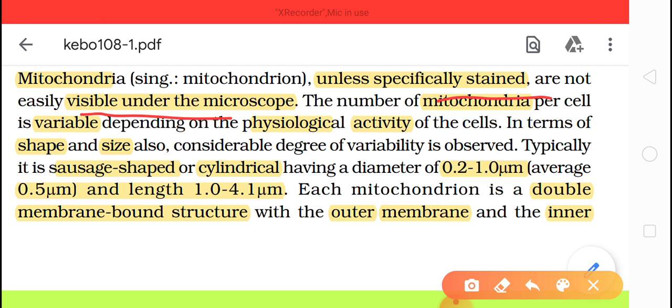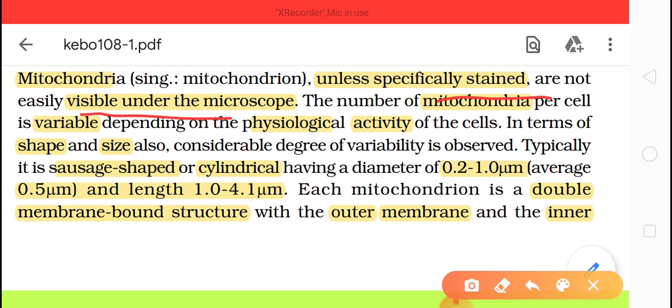Okay, their size and number are variable depending on the physiological activity of the cell. In terms of shape and size also, considerable variability is observed. We can say that the shape and size of mitochondria vary from cell to cell.